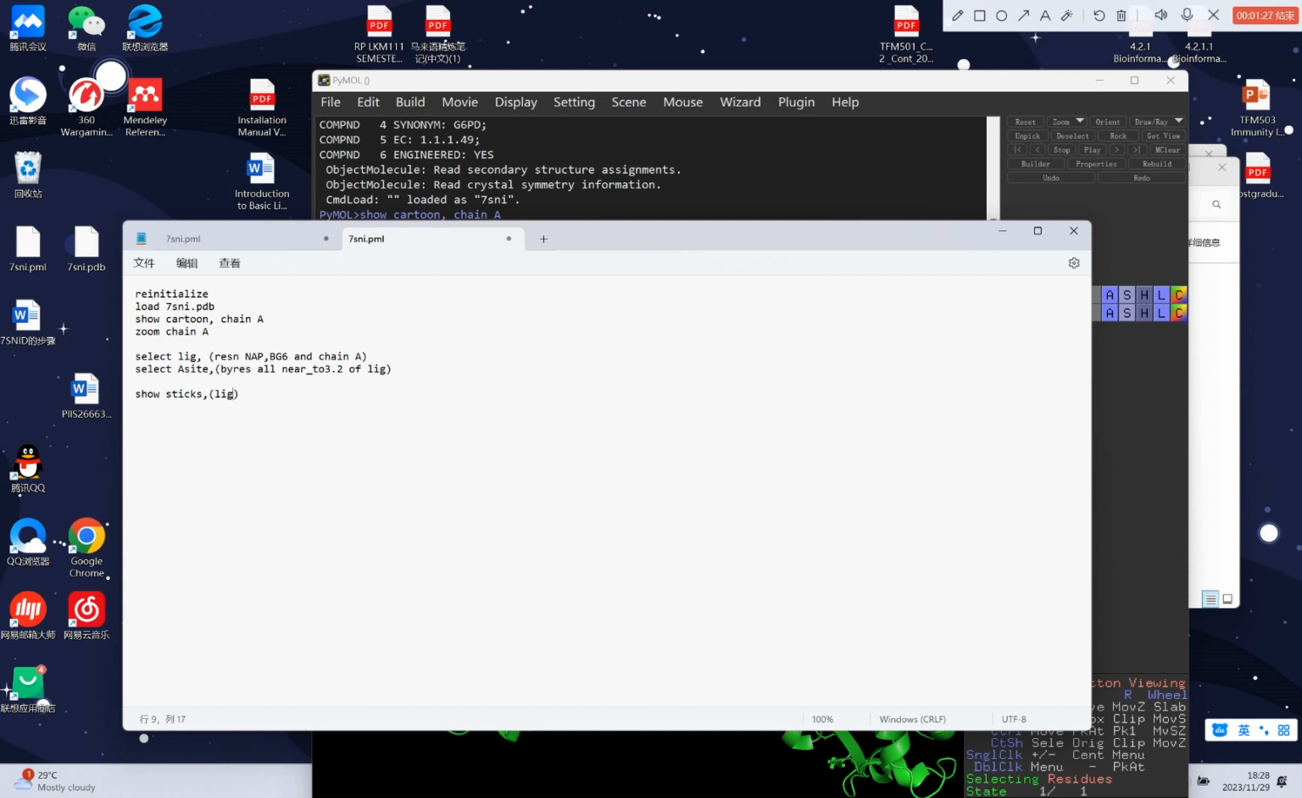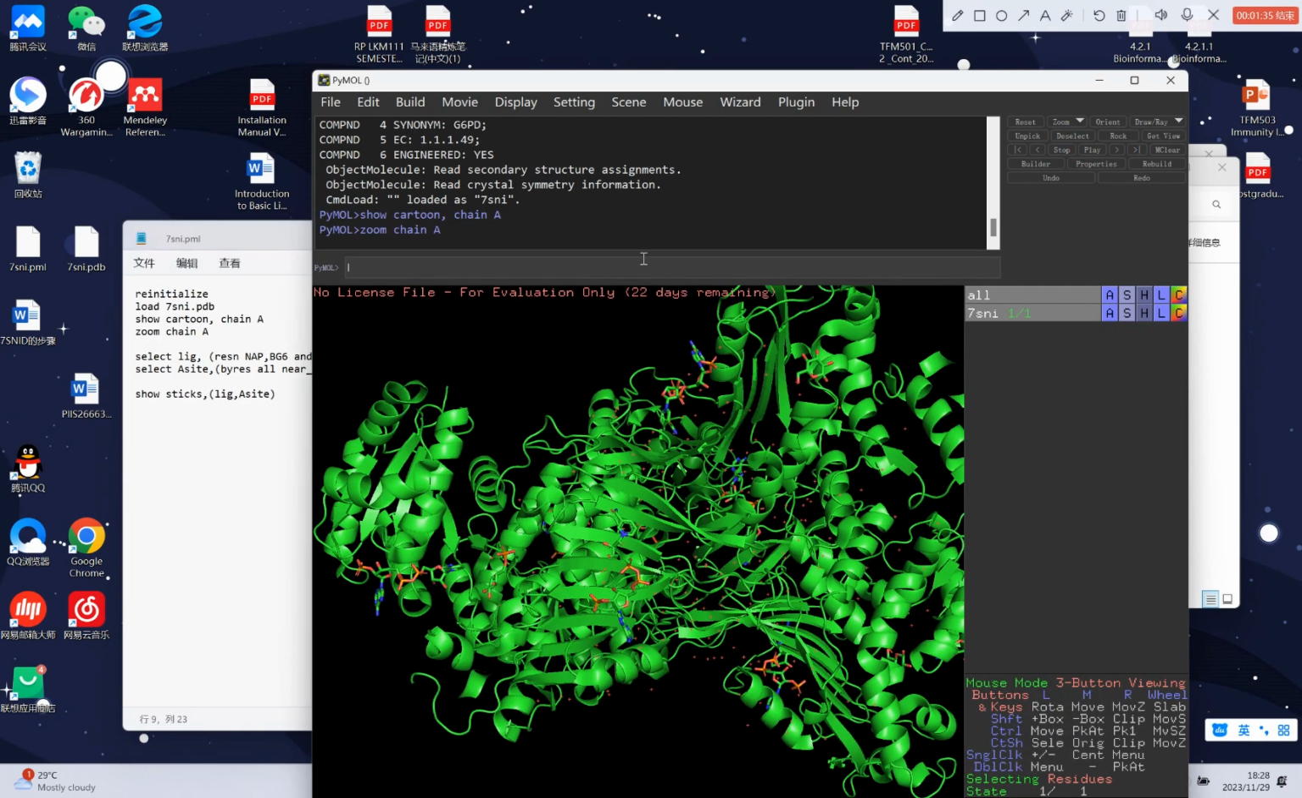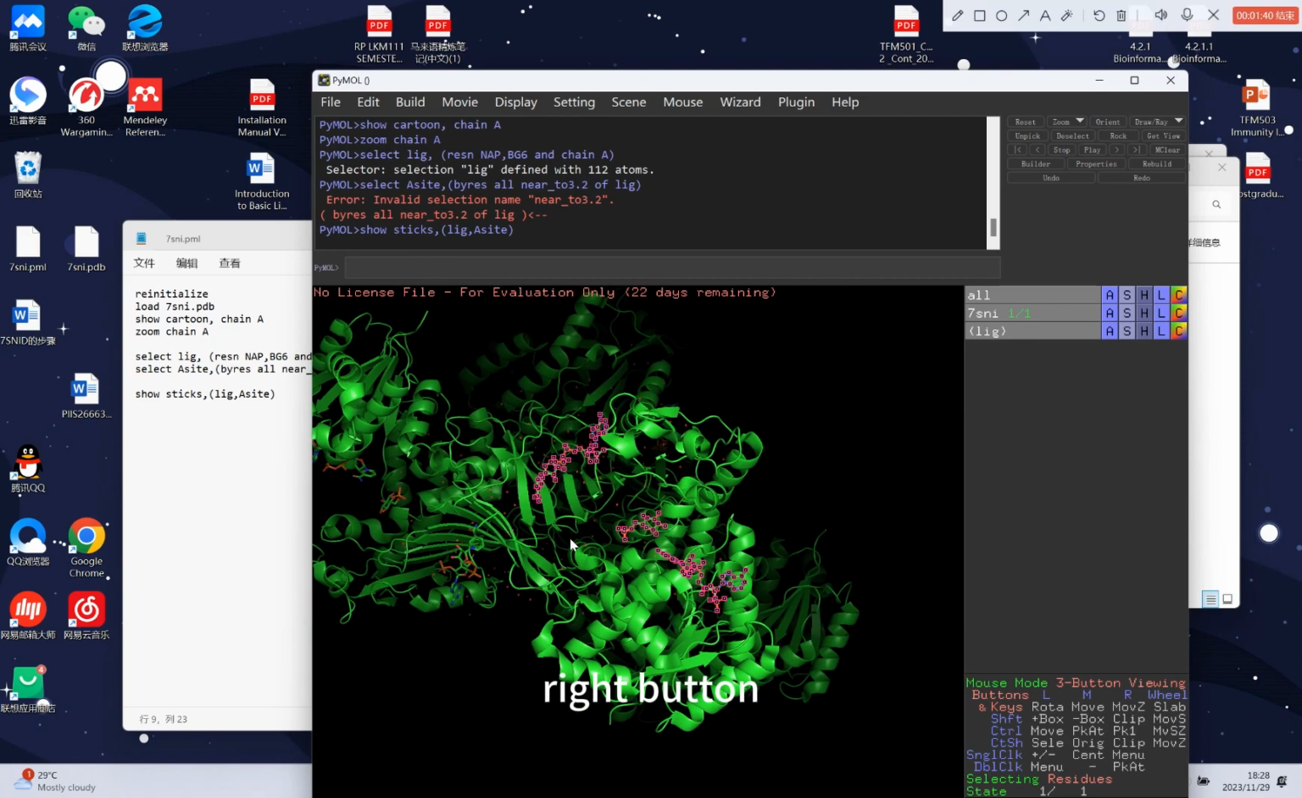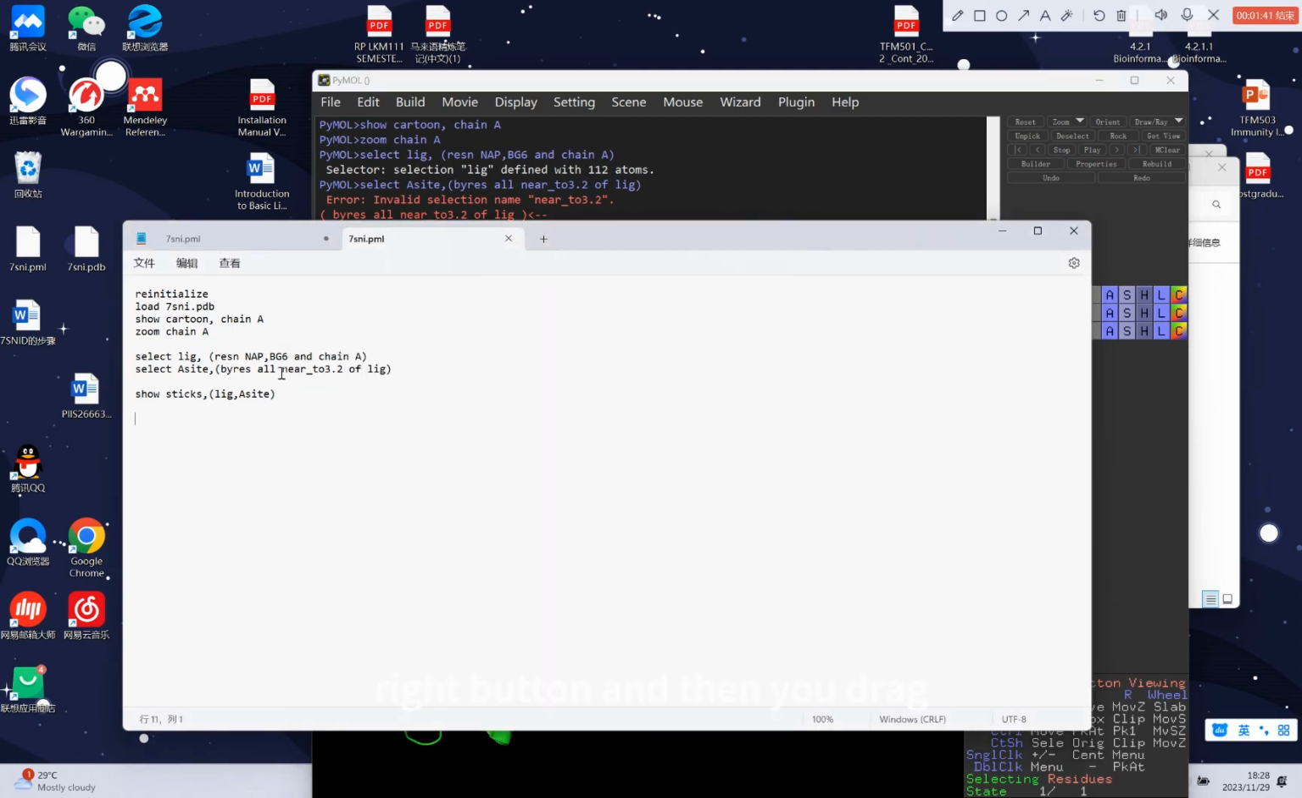You just click on the mouse and you mark it. One more command, and it will disappear. What's this? Right button, and then you drag. Oh, yes, okay. Thank you.